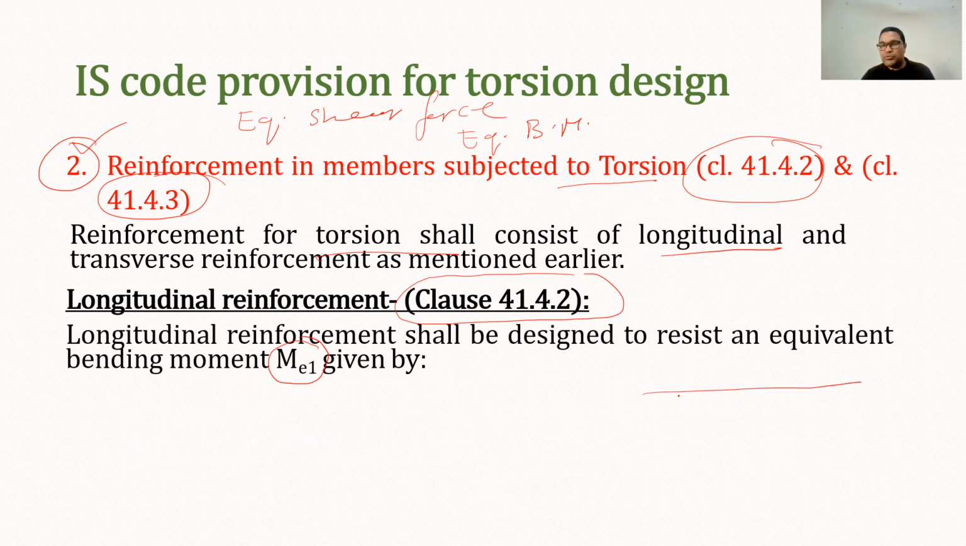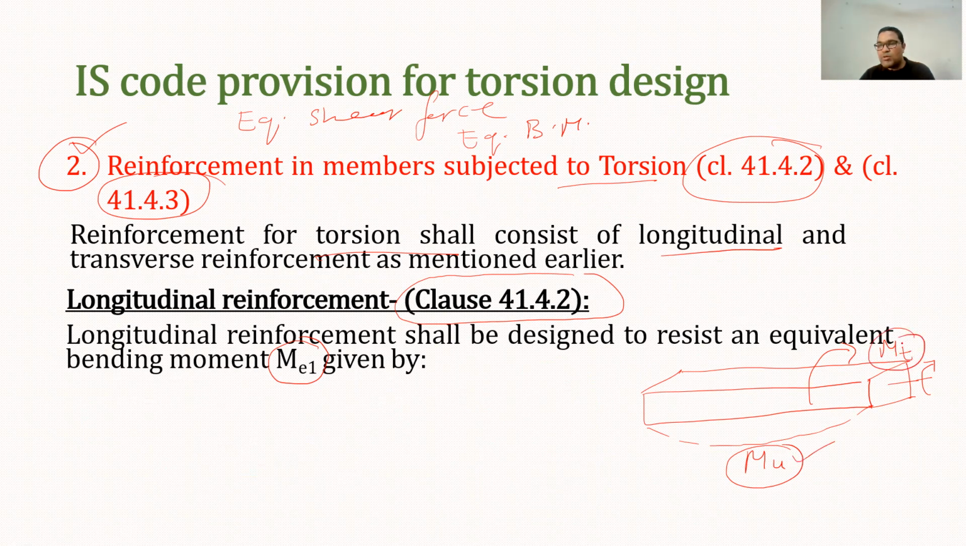Again I am showing you so that you can imagine. Say for example, this is the beam section. If it is bending like this, that is because of MU, which is the normal bending moment. If this beam is twisting like this, it is occurring because of the effect of the torsional moment. So MU is the normal moment and MT is the torsional moment.